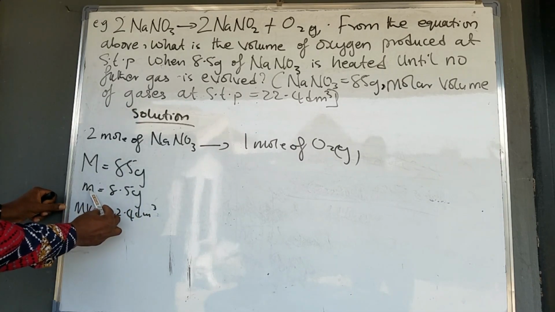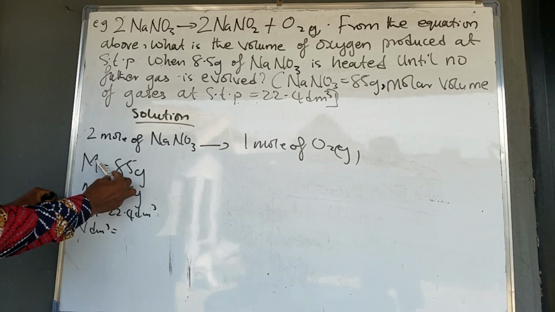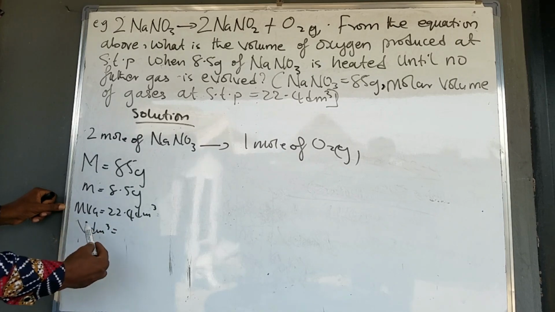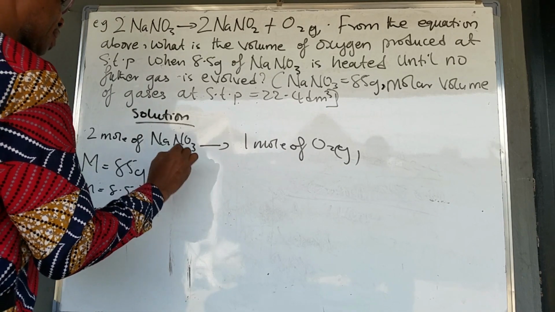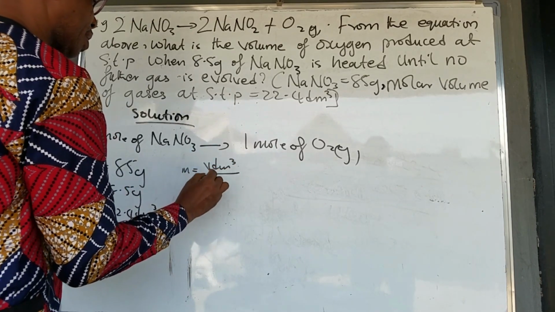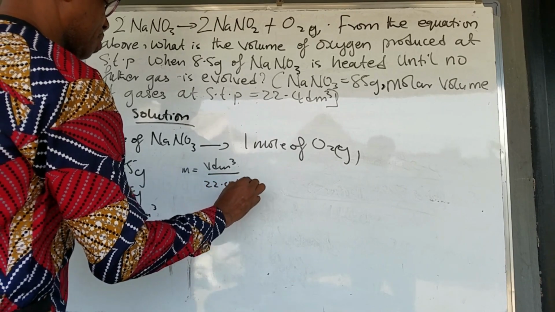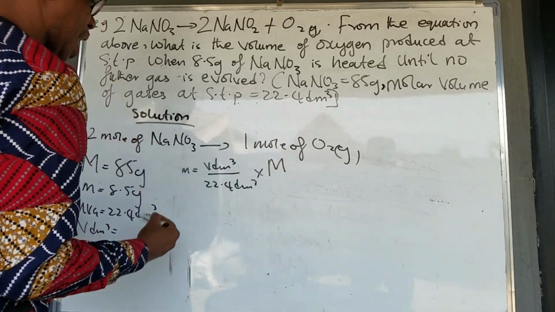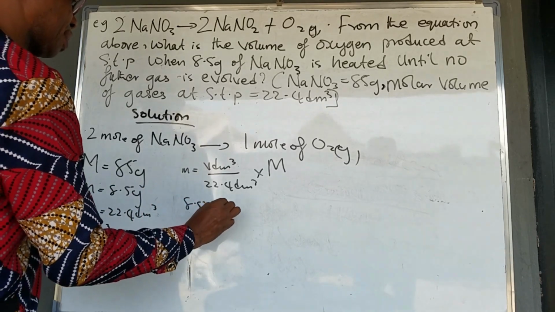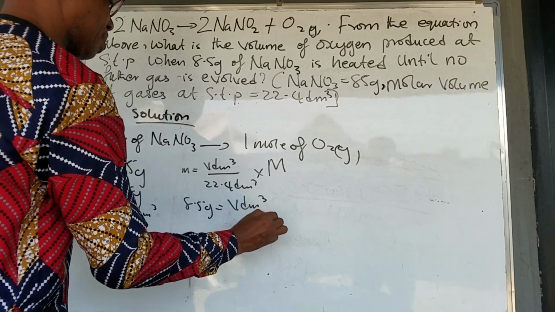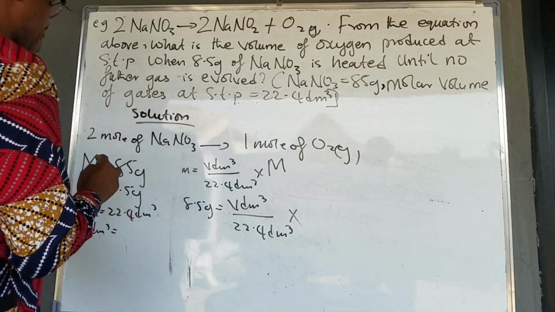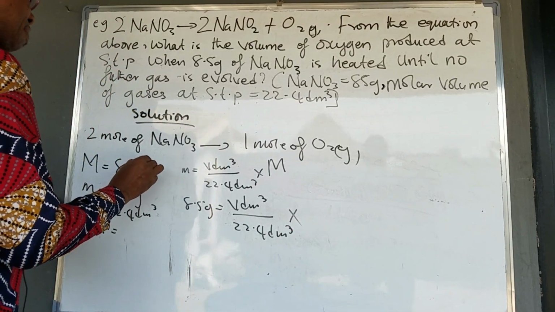So since I have small m, I have big M, I have the standard volume, I have the volume that we're looking for. I remembered vividly that small m is equal to the volume given or required, all over standard, which is 22.4 dm³, times the big M. And that makes it very fast. So my small m is 8.5 gram. The volume I'm looking for is V dm³, all over 22.4 dm³. But surprisingly, my big M is going to be multiplied by 2.